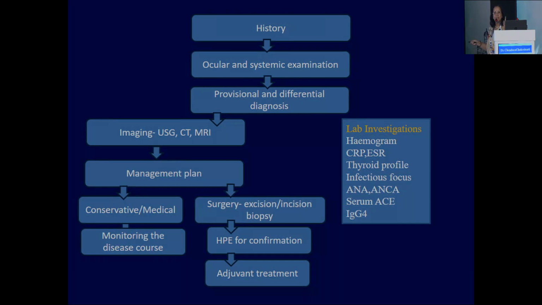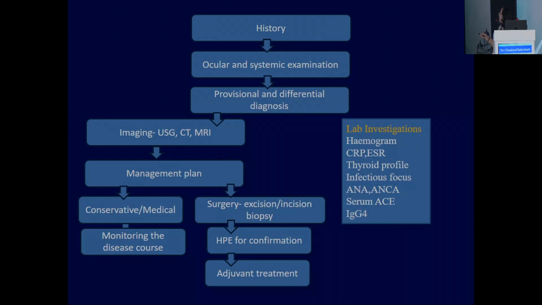Tell the patient that it can recur in future also, so please come for follow-up. Then surgery: if we cannot make the diagnosis, sometimes you may have to go for an incisional or excisional biopsy. Histopathology and immunohistochemistry are very helpful. Then if none of this treatment works, sometimes you may have to go for radiotherapy. Low dose radiotherapy in non-specific orbital inflammatory disease is very helpful sometimes.